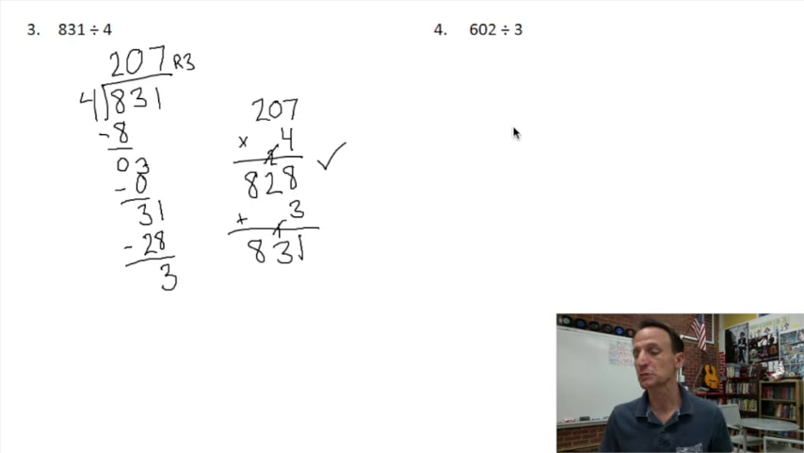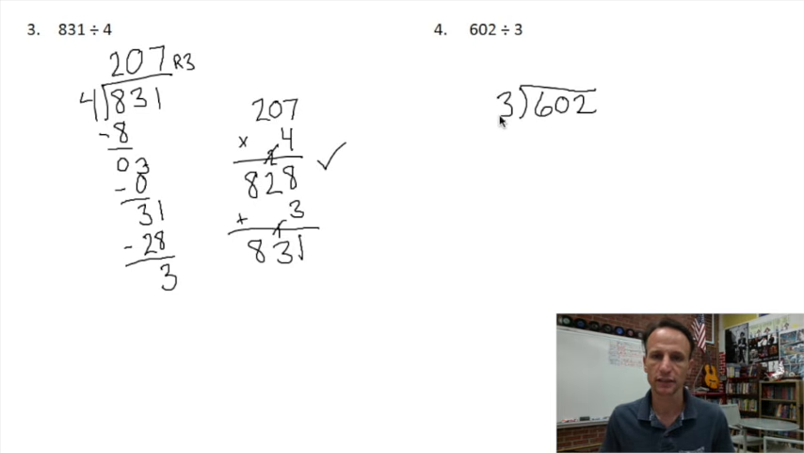Well, let's look at this one. Expect something similar, if not even trickier here, right? So we have 602, which we are dividing by 3. So watch how this one works. How many 3s in 6? All right, easy enough start. Well, there are 2 3s in 6 because 2 times 3 is 6. When we subtract, we're left with 0.